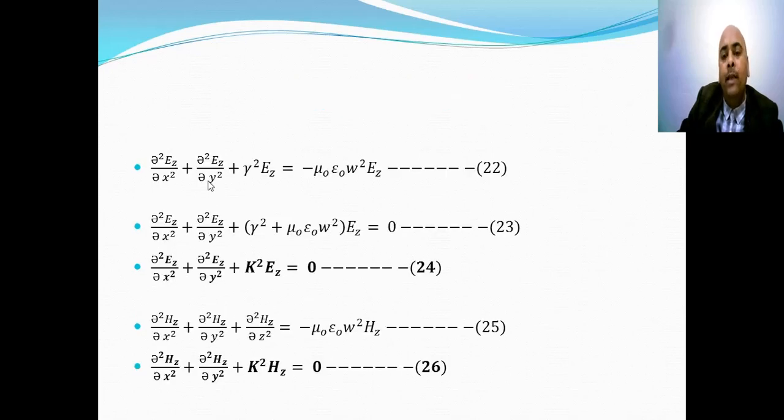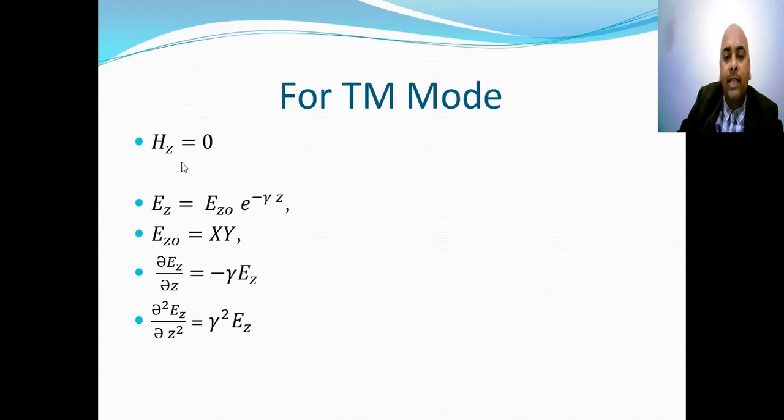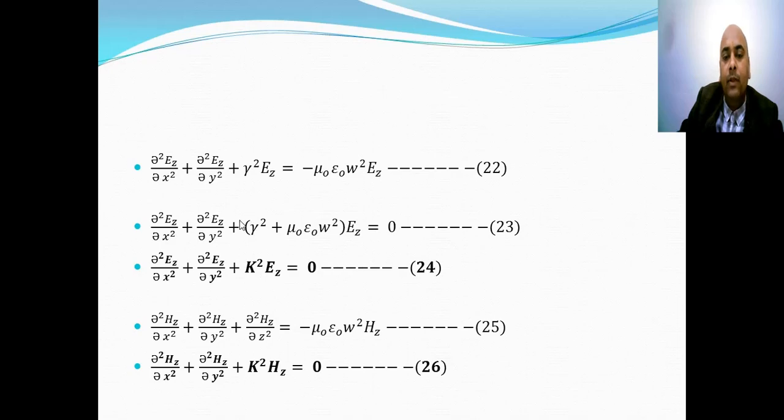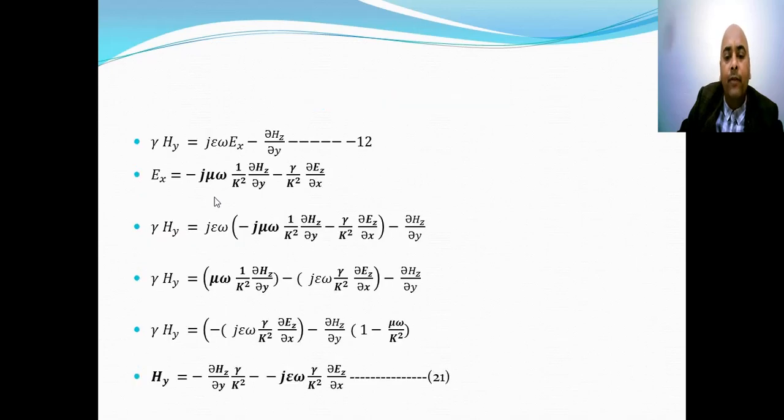Now by putting the value of Ez, because for TM wave we have already found that Hz is always 0, we will find the Ez component. Then after finding the Ez component, we can find Ex, Ey and Hx, Hy, because we have already derived Ex, Ey, Hx, Hy in terms of Ez and Hz components.